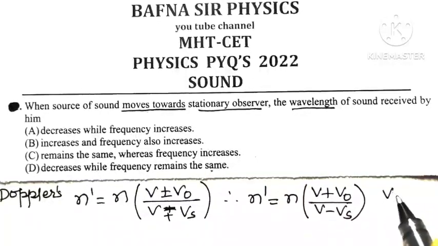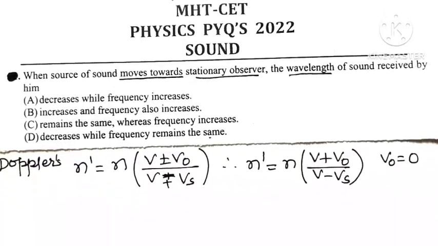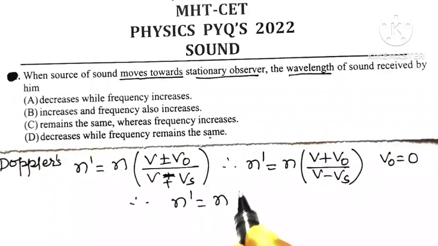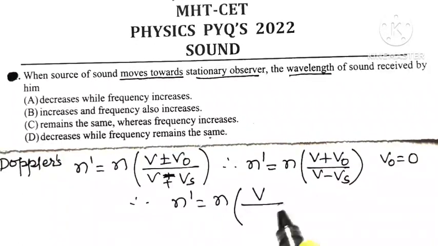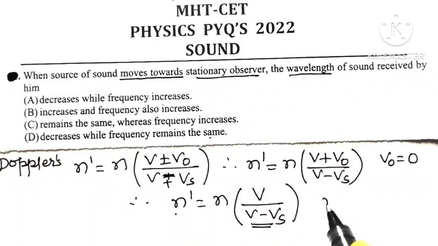Here we were given that observer is stationary, means Vo equal to 0. Therefore, apparent frequency heard by observer is actual frequency into V divided by V minus Vs. This V minus Vs is less than V, means this ratio is greater than 1, means this apparent frequency N dash is greater than the actual frequency.